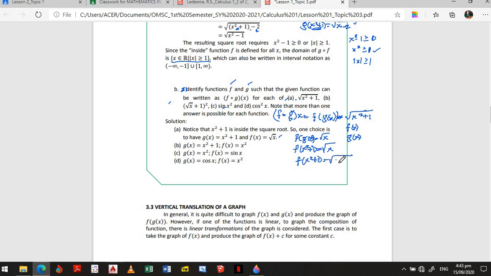So we have now x squared plus 1. And this results to our original equation, which is x squared plus 1. Okay? So, one possible solution would be g of x is x squared plus 1 and f of x is the square root of x.